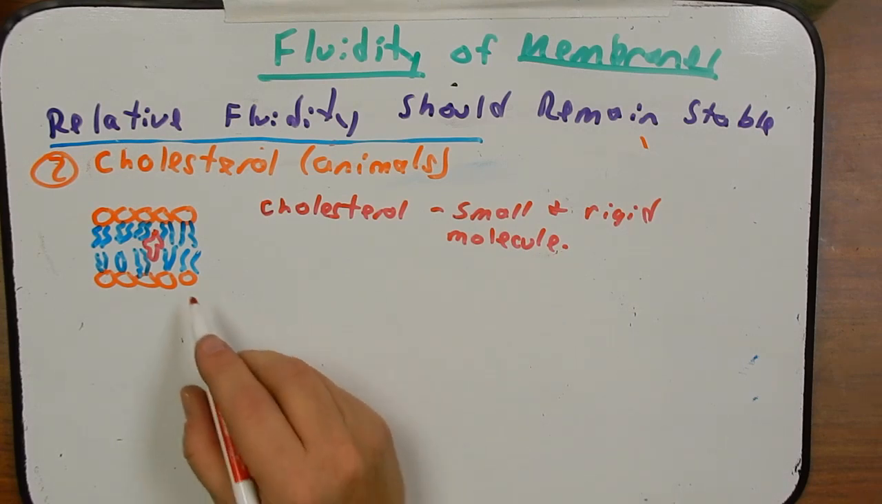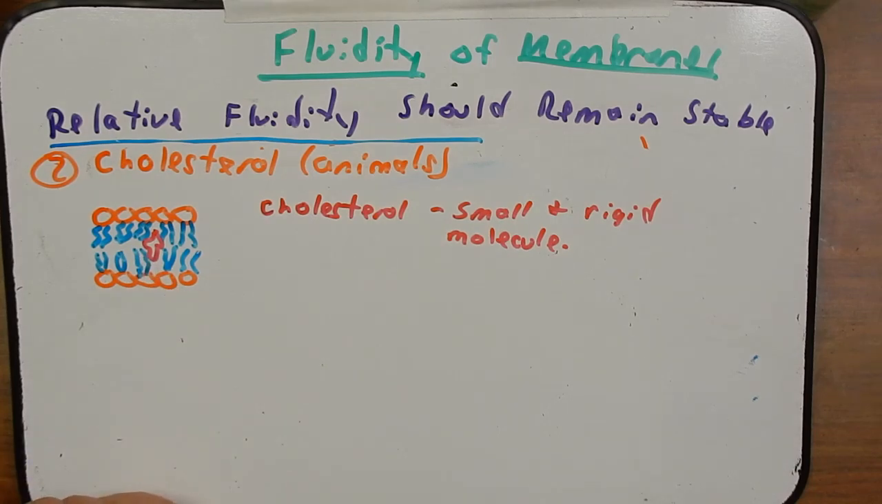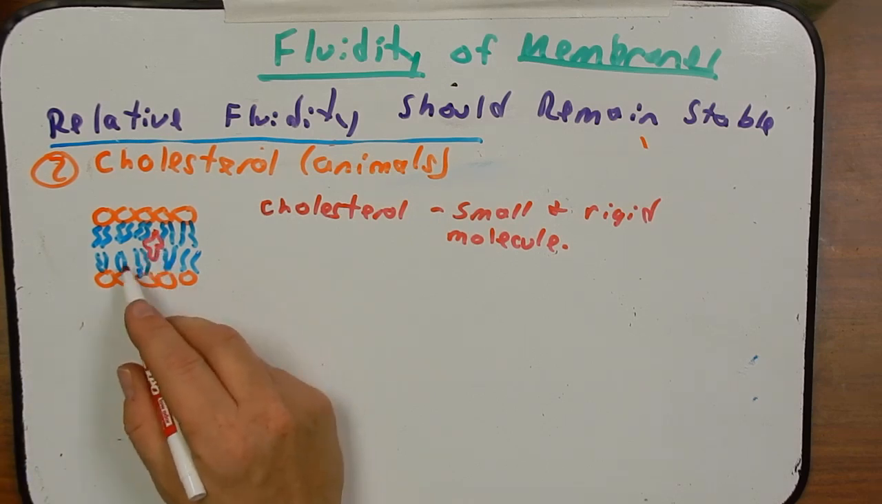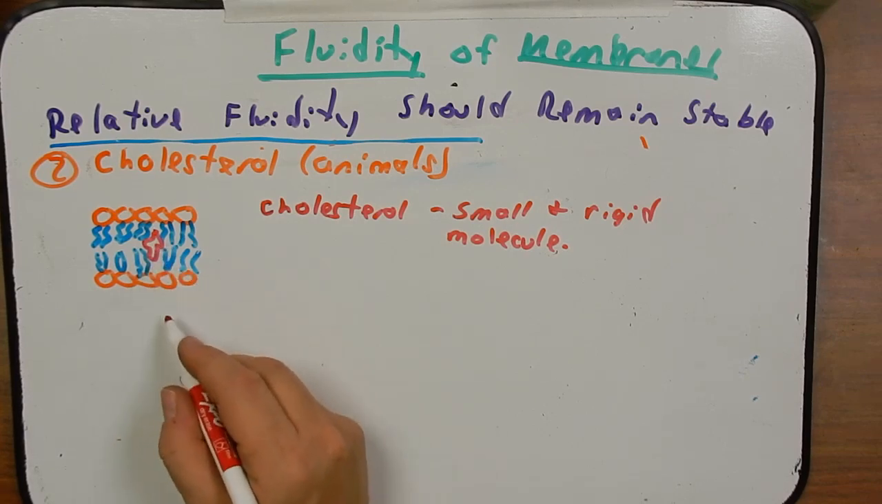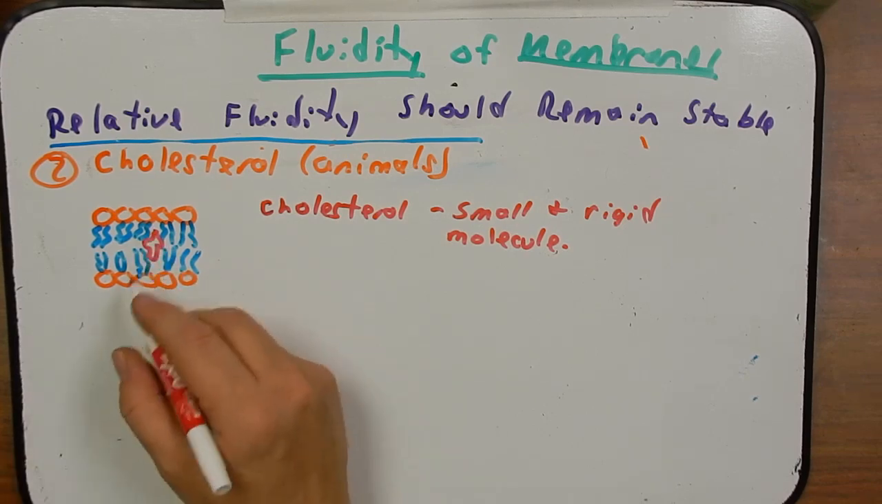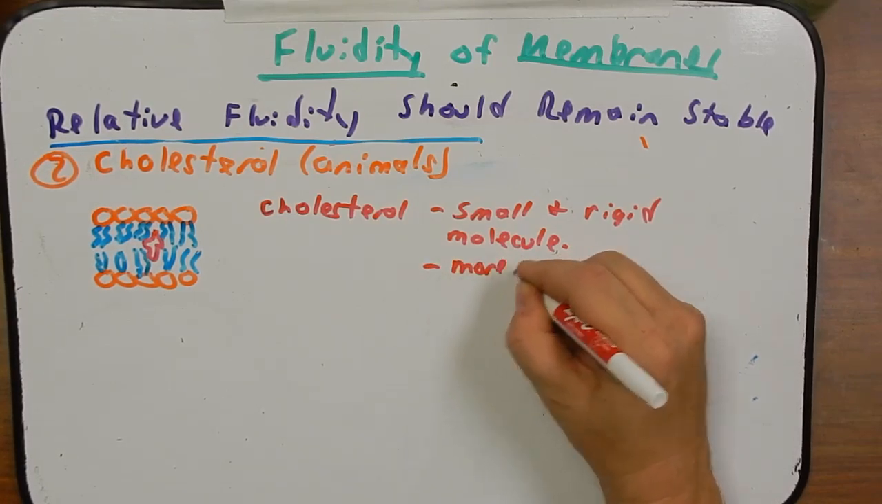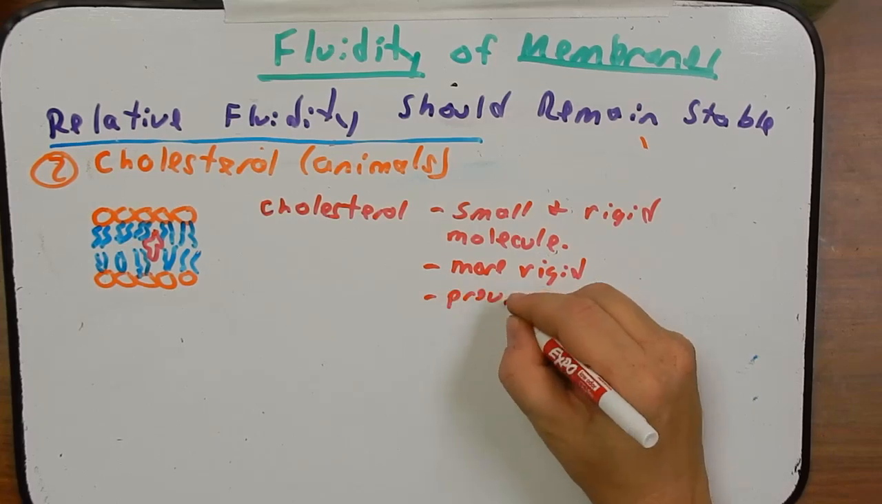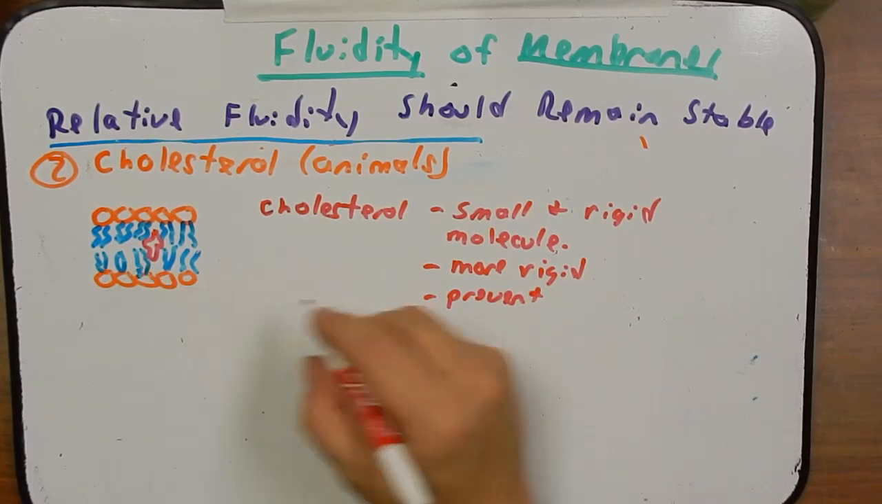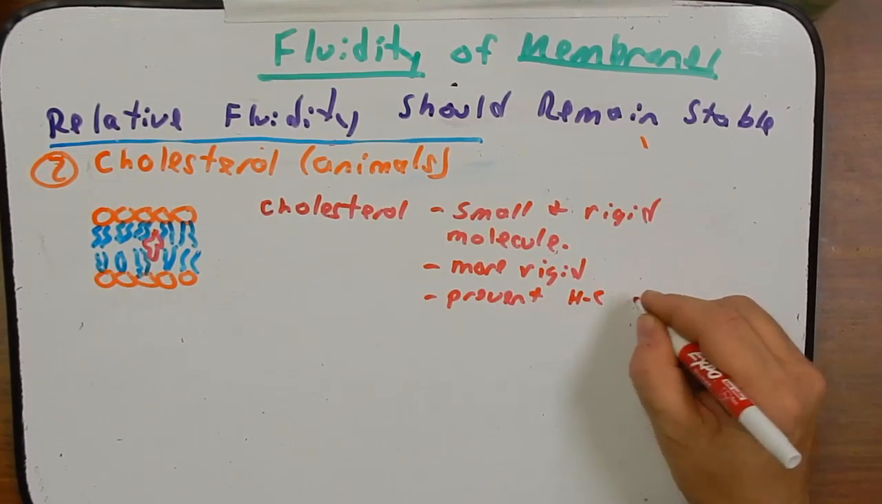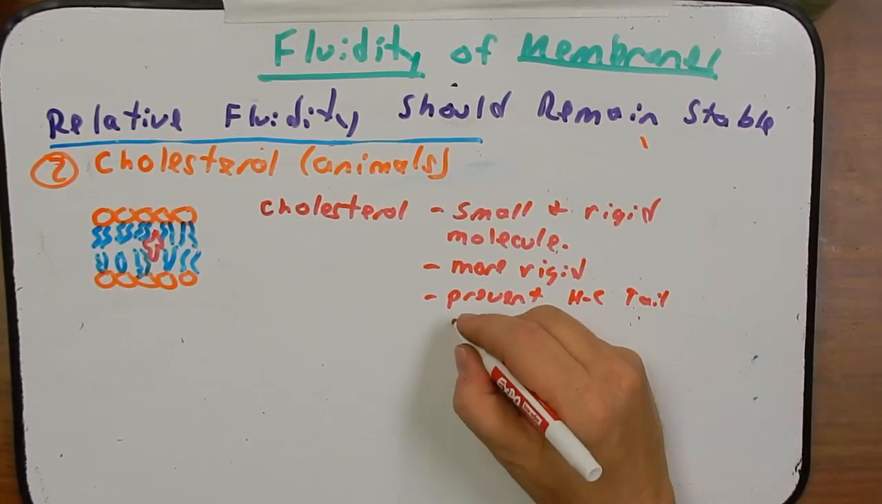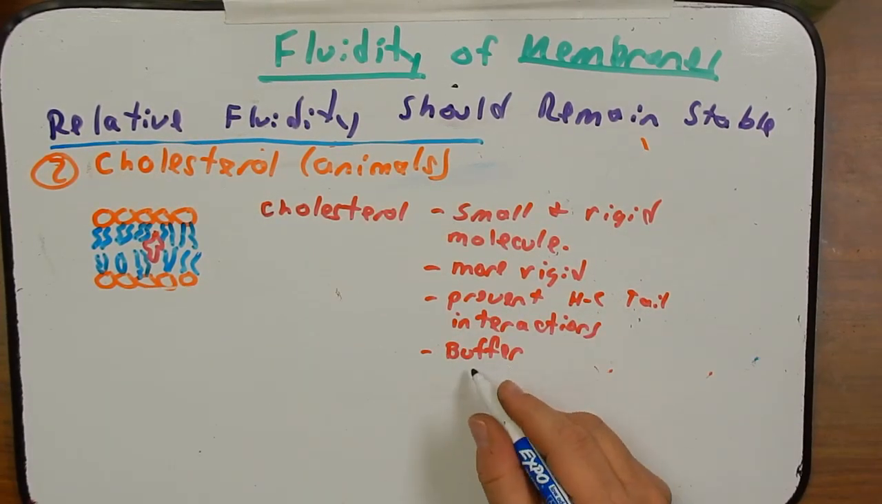Well, being a small and rigid molecule, it can fit into tight places. There's a lot of gaps in the membrane left over in large part due to the unsaturated fatty acids forming in here that have those kinks. So there's these large gaps, and cholesterol molecules float around and they find these areas. And what they'll do is they'll make the membrane more rigid. They'll also prevent or lessen, is probably a better way of saying it, these hydrocarbon tail interactions.